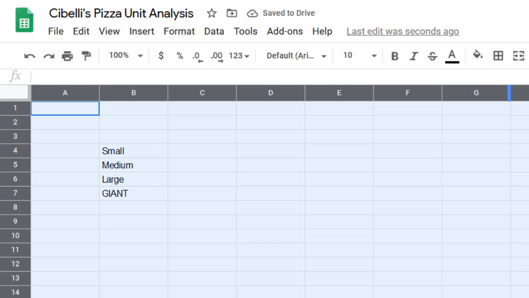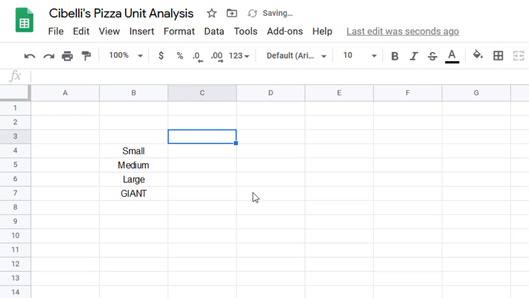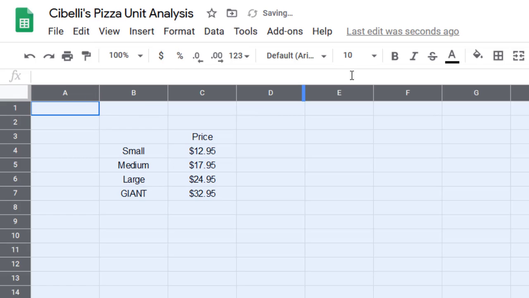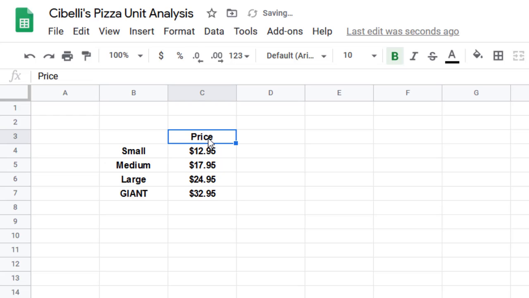What we're going to do is put the data in for, well, let's start with price. The reason I'm doing price first is because I know at the end of this calculation, I want to do it in dollars per square inch. So the price: I got $12.95, medium is $17.95, large is $24.95, and giant is $32.95. Okay, beautiful. And I'll format this as dollars because they are. I'm going to bold these things, and I think I'm going to underline that.